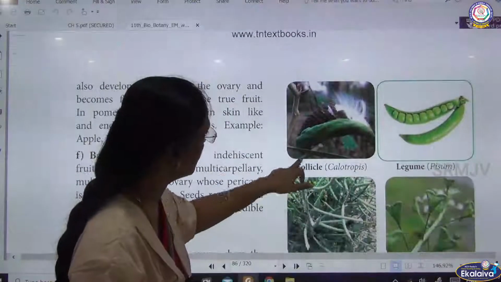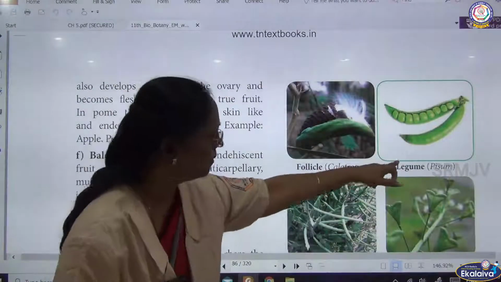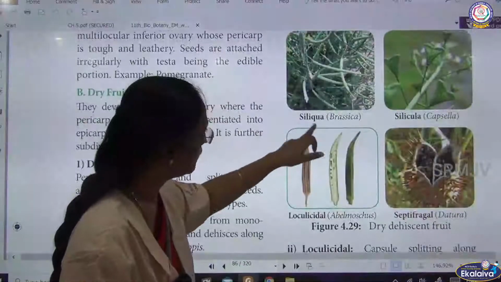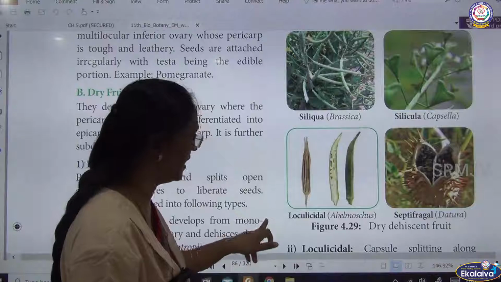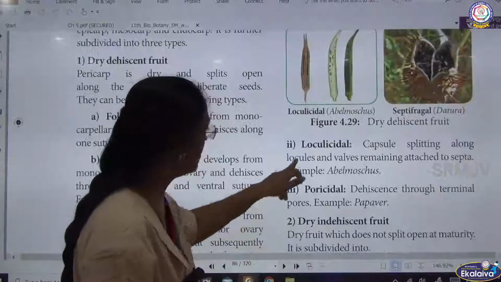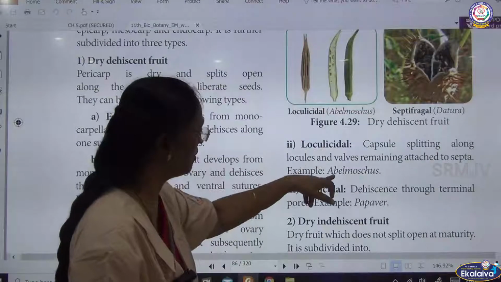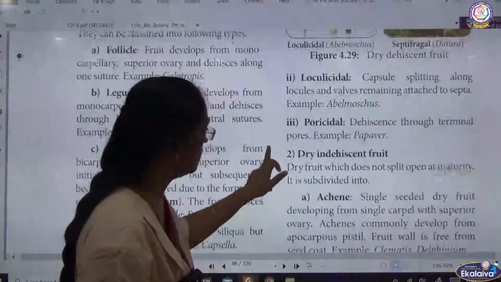So these are the types of fruits. This is the follicle, legume, then you will find this loculicidal capsule, Abelmoschus esculentus, the lady's finger. Okay, and this is only loculicidal which you will find in Abelmoschus.